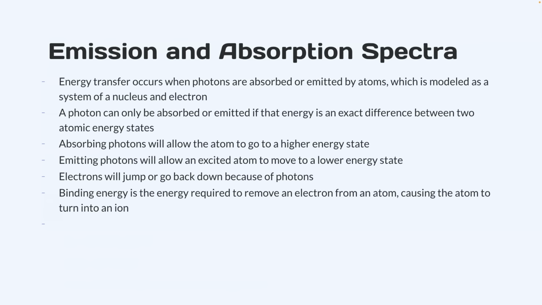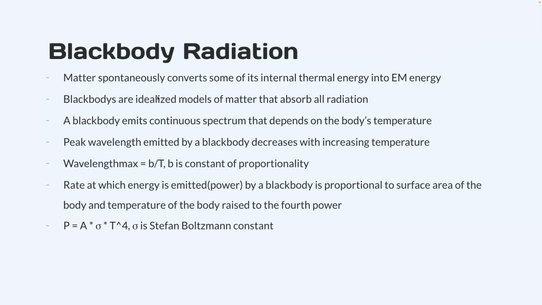Absorbing photons allows the atom to go into a higher energy state, while emitting photons will allow an excited atom to move to a lower energy state. Electrons will jump up or go back down because of photons. They'll jump to higher energy levels, or an atom's electron will go to a lower energy level and emit a photon. Binding energy refers to the energy required to remove an electron from an atom. Removing an electron from an atom will turn the atom into an ion. It's also called the ionization energy.